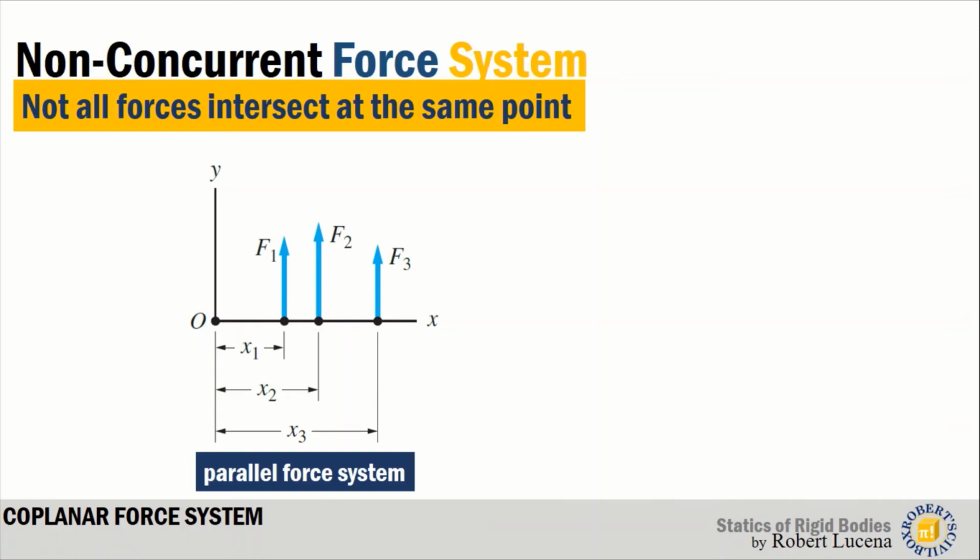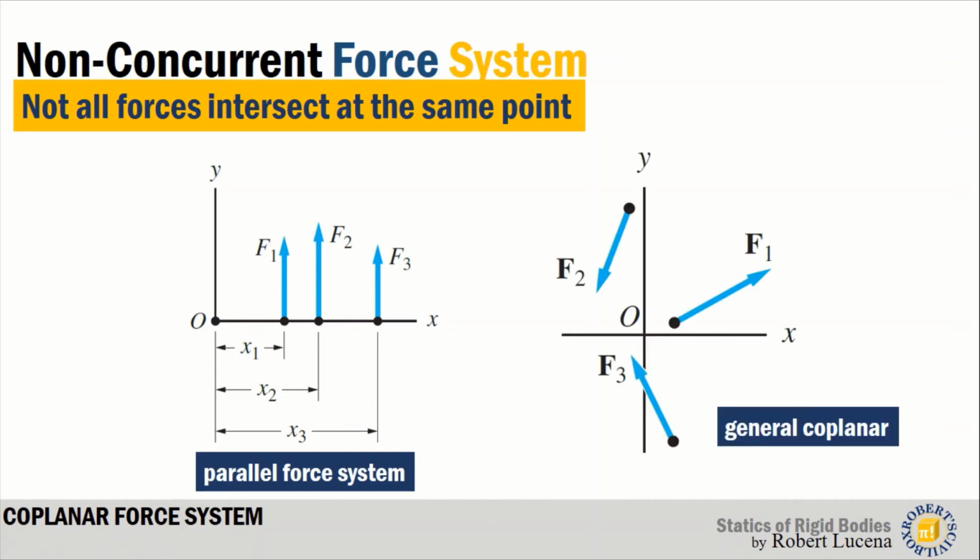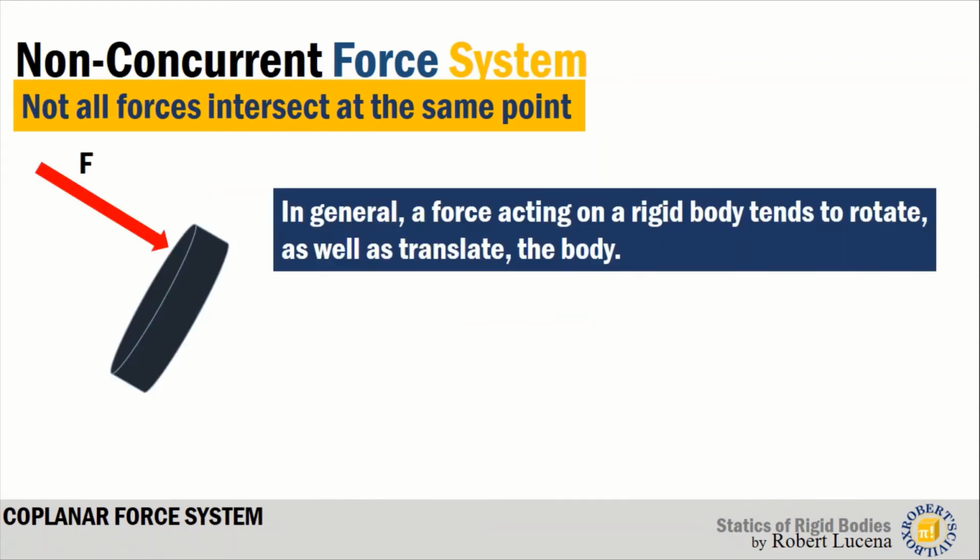However, this is a special case wherein the forces are parallel. The second figure shows an erratic direction of three forces, meaning they don't share a common point. They might share, but not all of them. So we will use the general coplanar term for this force system.